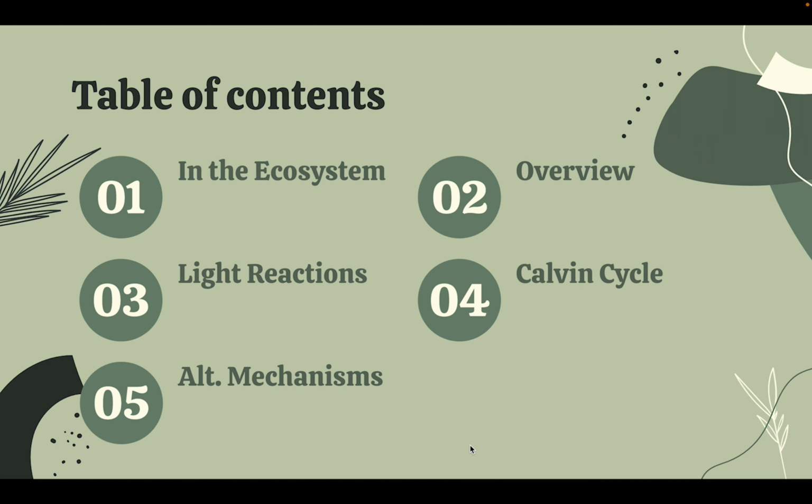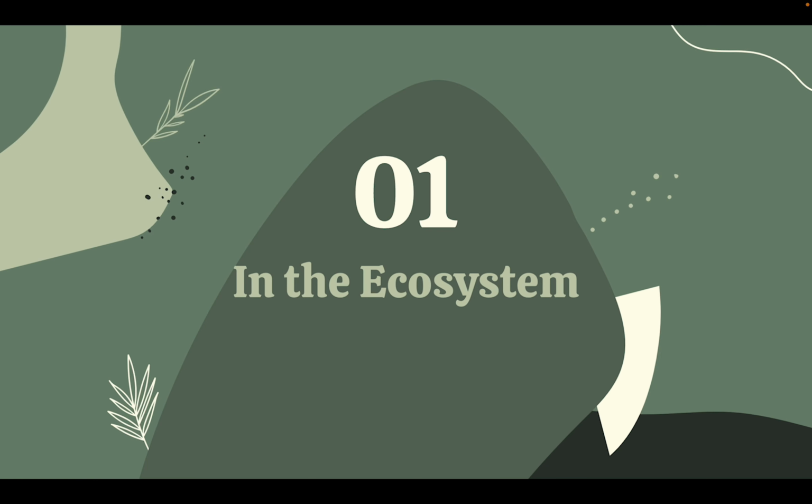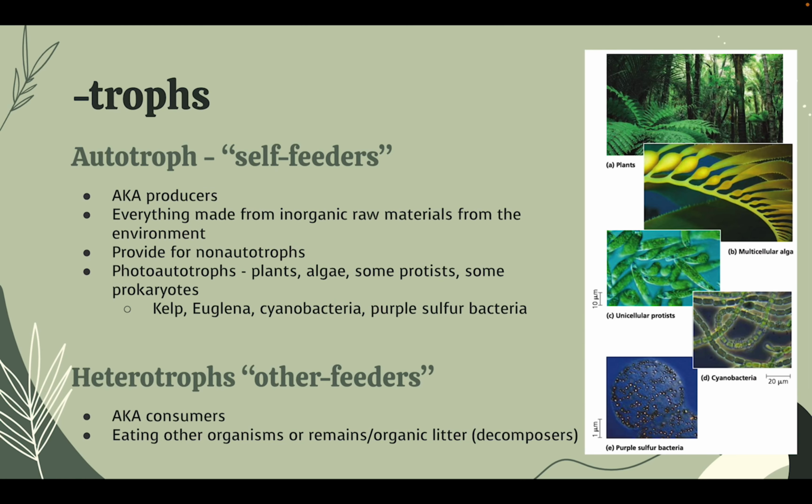Okay, so here is the table of contents for this lesson. The first one is the applications of photosynthesis in the ecosystem. Part two is an overview. Then we'll go to the light reactions and the Calvin cycle, which are part of photosynthesis, and we'll look at alternate photosynthesis mechanisms last. So first is the role of photosynthesis in the ecosystem.